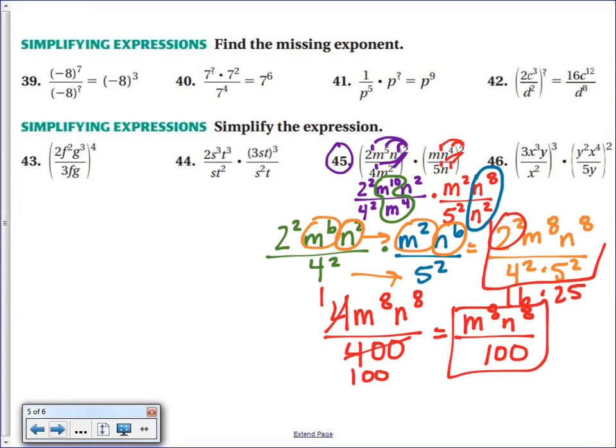But again, if you got to this step right here with 2 squared, m to the 8th, n to the 8th, 4 squared, 5 squared, I know you'd have a calculator and you can figure out the rest. And that is the basis of how we combine using all the properties of exponents. So if you got there, good job.